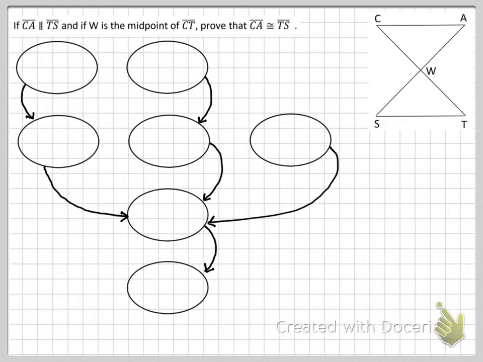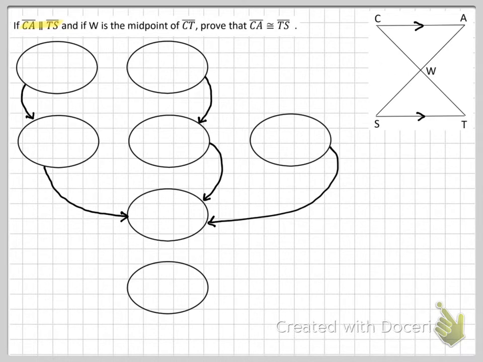All right, so if I take a look at this, the first thing I have is that CA is going to be parallel, so I know what that marker means. It is going to be parallel to TS. All right, so that's not a congruence symbol, but it will help me get to a congruence symbol. So if CA is parallel to TS, I'm just going to take a look at my picture for a second. So CA, putting my arrows on it, is parallel to TS. Okay, those are not congruence markers.